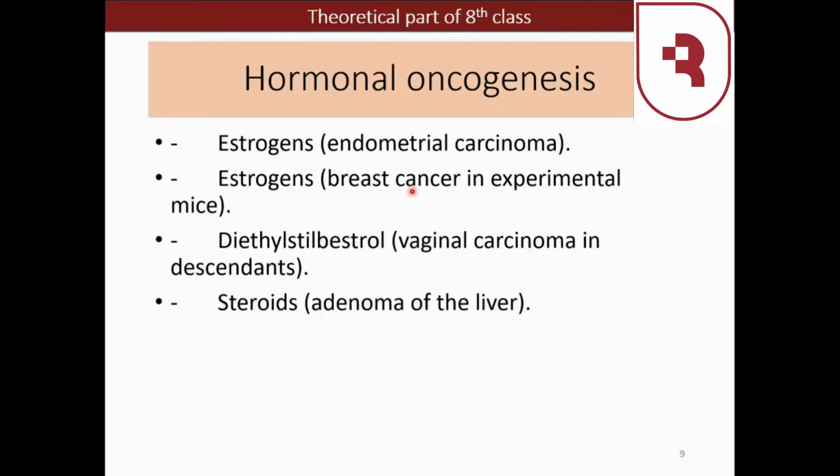And steroids. Steroids are really important because their use is so common nowadays in medicine. So we try to treat a lot of different diseases with steroids, and they lead to secondary complications like tumors of liver, for example. And also steroids may have a negative influence on adrenal glands.